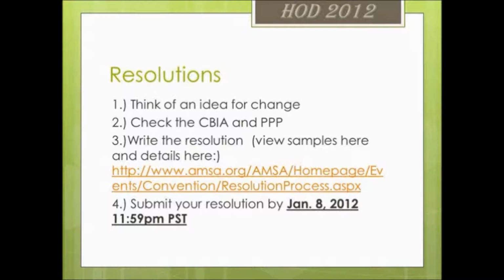Similar to bills in Congress, a resolution is a call for AMSA to endorse a certain principle, change its internal structure, or even eliminate a past policy that is no longer endorsed by AMSA's membership. So how do we go about writing a resolution? Well, first, we have to think of an idea for a change. Any member can write a resolution to create a new policy, change an existing policy, delete an old policy, change the CBIA, or direct the Board of Trustees to take certain actions.